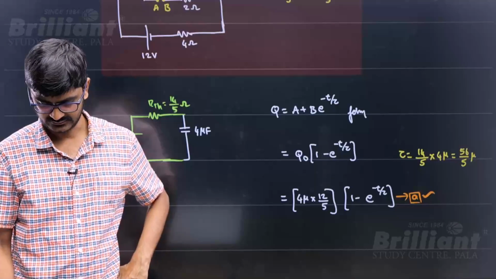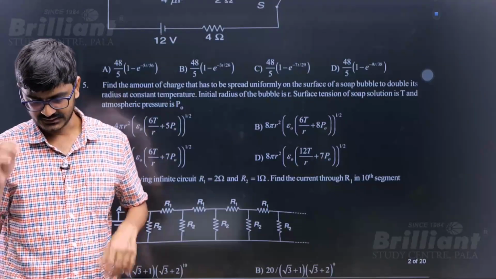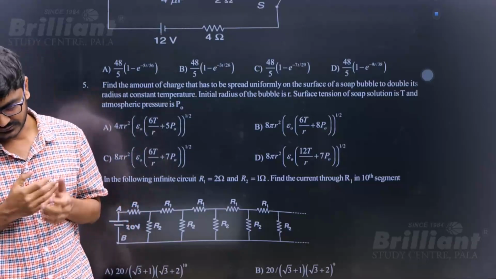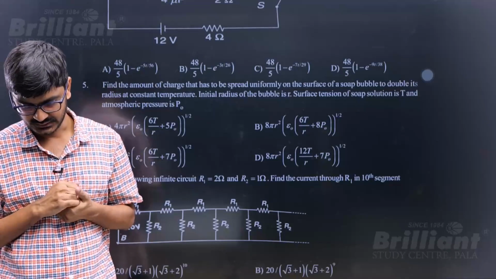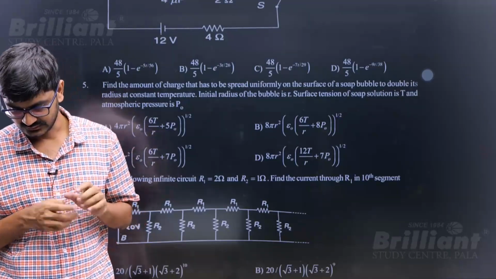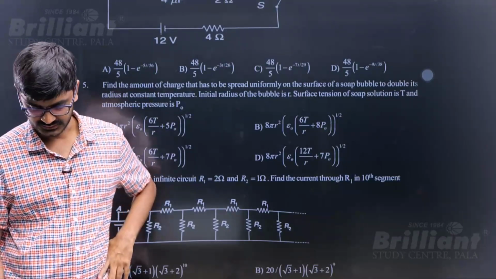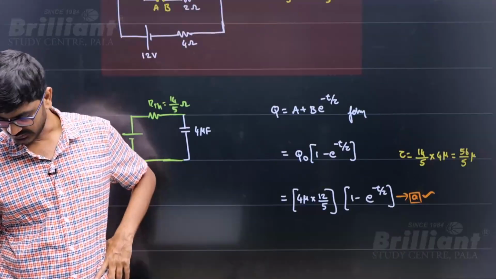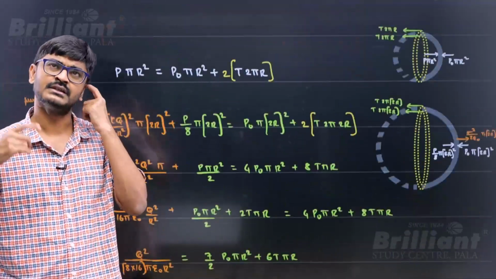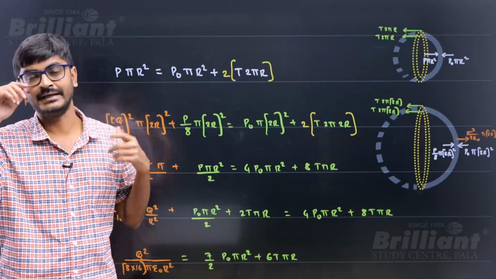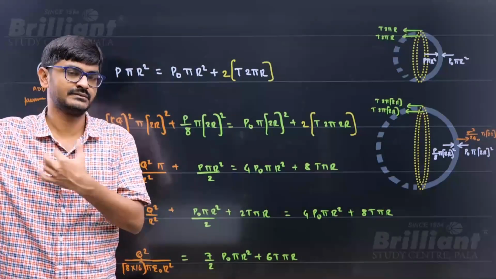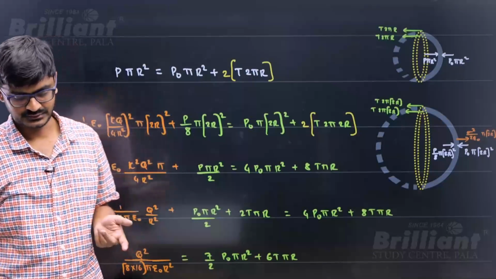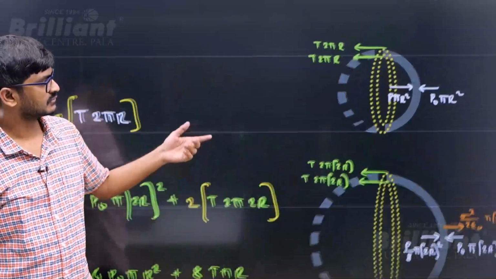Now the next question: find the amount of charge that has to be spread uniformly on the surface of a soap bubble to double its radius at constant pressure. The initial radius of the bubble is R, the surface tension of the soap is T, and the atmospheric pressure is P naught. So the radius is doubling, the volume will become 8 times. At constant temperature, P into V is constant. If volume becomes 8 times, pressure will become 1 by 8 times. Now, anyway, this is the soap bubble initially.